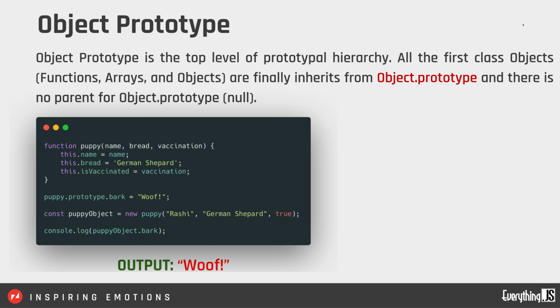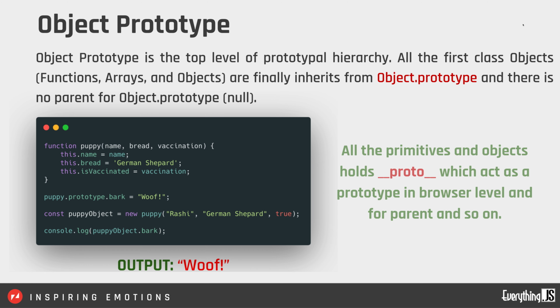So how did it happen? We will discuss it later. We have a hierarchy design for how it happens. You have to keep in mind that when we come to the browser level, we can access the prototype using double underscore proto. It will hold all the parent level properties on proto. Okay, let me explain a bit further on this.